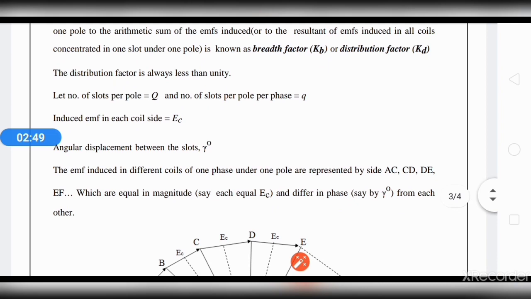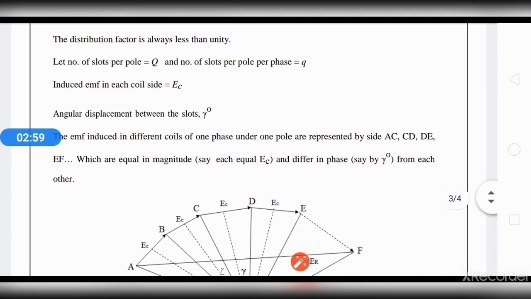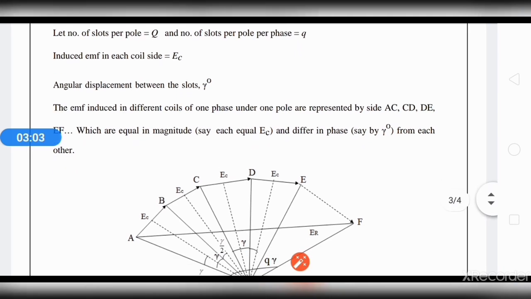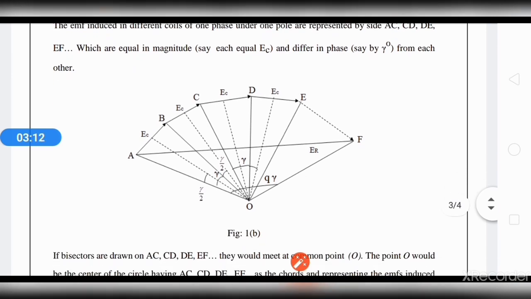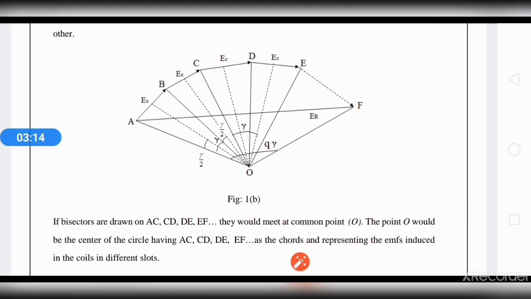Let the number of slots per pole be Q and the number of slots per pole per phase be small q. Then the induced EMF in each coil can be represented as EC, and the angular displacement between the slots is gamma. Then the resultant diagram becomes like this, and the resultant induced EMF is represented by ER.